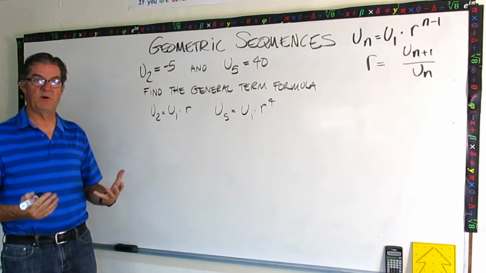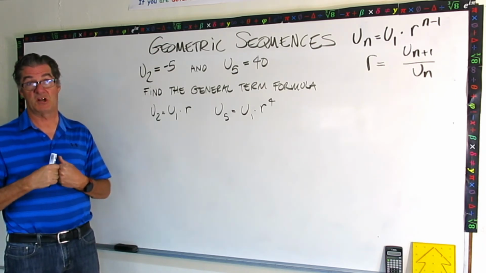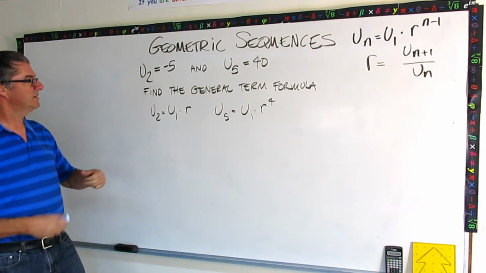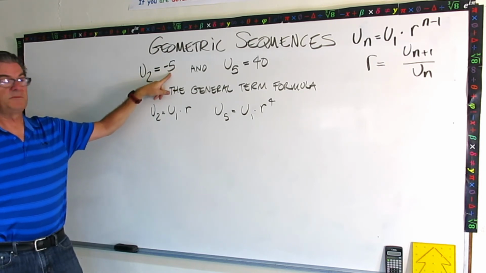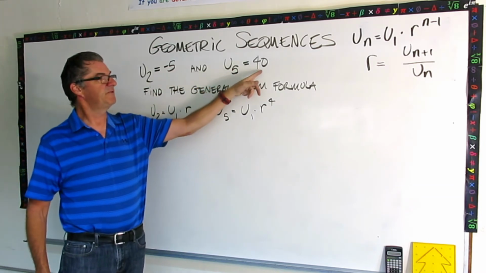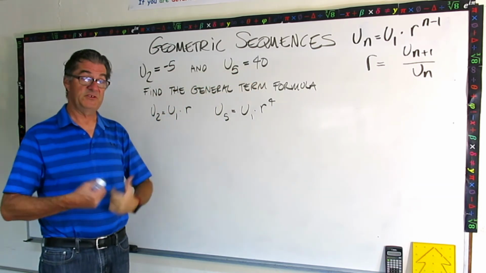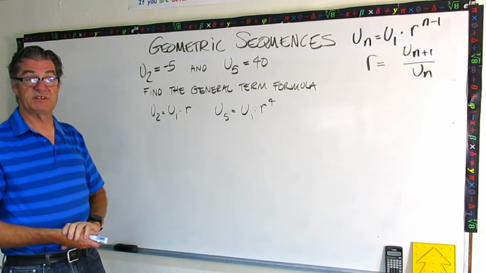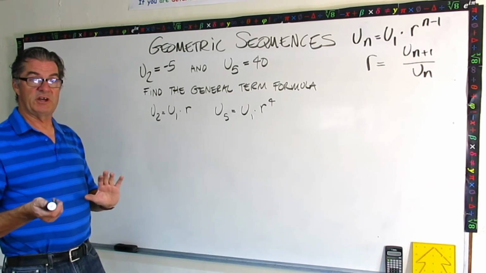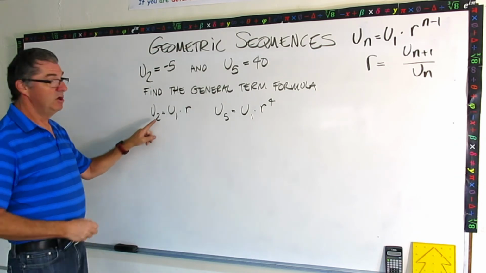Okay, this last example follows the same pattern that we did with the arithmetic sequences. So check this out. We know here, in this case, that u2 is negative 5, second term is negative 5, and the fifth term is 40. Okay? Now, this one is asking us straight up for the general term formula, or the explicit formula. So let's take a look at how these things would stack up.